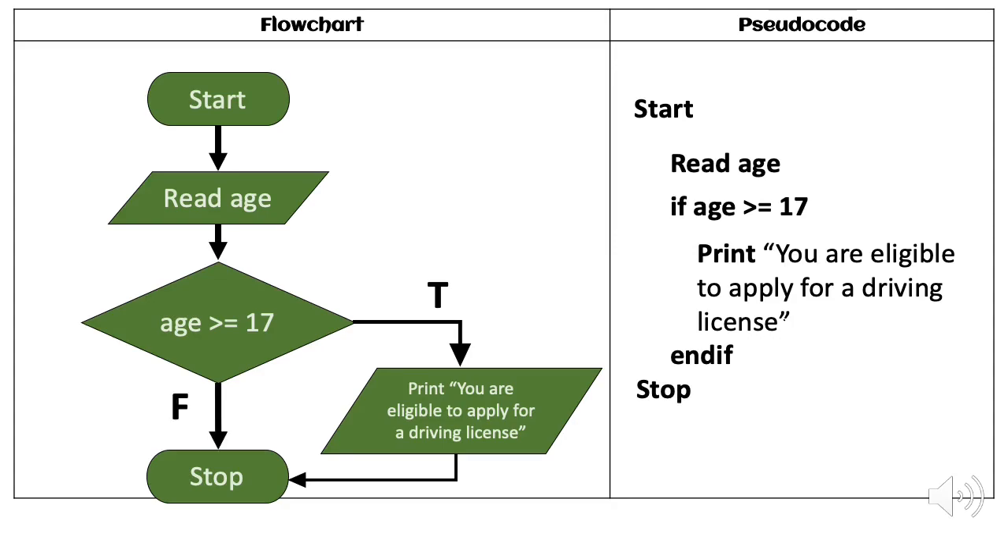What if the condition we check turns out to be false? So for example, the age entered was 16, was 15, not 17 or above. So it means it is false. If it is false, we can just skip the printing step, and then we go to the end if, and then we stop the whole program. So that is basically how you can draw a flowchart and a pseudocode simultaneously.